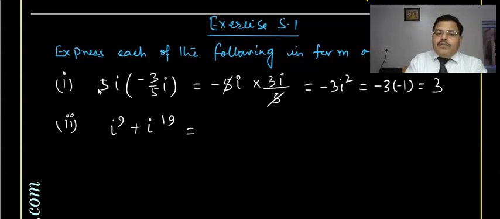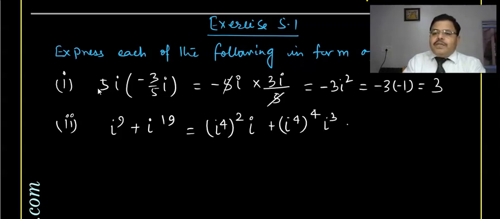Now the second question is: iota to the power 9 plus iota to the power 19, what would be the value? So iota to the power 9 can be written as iota to the power 4 whole square, that is 8, into iota, and iota to the power 19 can be written as iota to the power 4 into 4, 16, plus iota cube. You know iota to the power 4 is 1. So 1 square is 1. So what is left here?